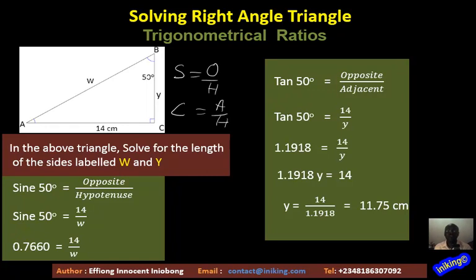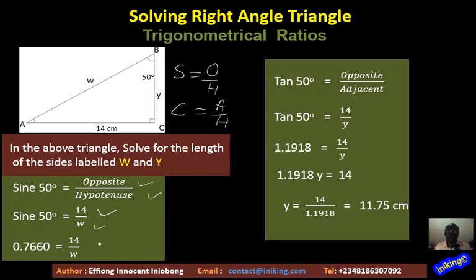14 is my opposite. It doesn't have a decimal. If I want to use the adjacent, that's 11.75. I'm a lazy man. I think I should just go for 14. And 14 is opposite, so I'm going to apply sine. And that's why we see here, sine 50 is what? The opposite over hypotenuse. Opposite is 14. W is the only unknown there. Manipulating this, we can get our W.